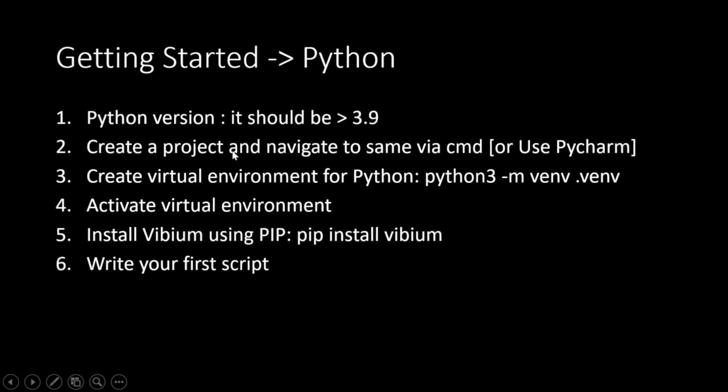Then we need to create a project and navigate to it using CMD, or we can use PyCharm. When we work with Python, we need to create a virtual environment. If we are using PyCharm, you can directly choose the venv option, and it will automatically create the virtual environment. It is similar to a Java project having a pom.xml, where each project has its isolated libraries. Then we need to activate the virtual environment. This is needed when we are going via CMD, while in the case of PyCharm it is not needed. Then we can install Vibium using the pip command. pip is a package manager for Python. Then we are ready to write our first script.